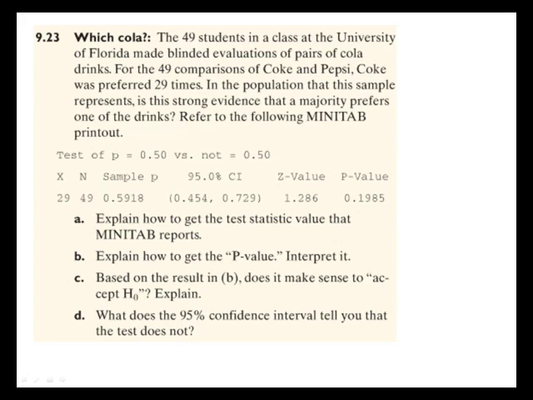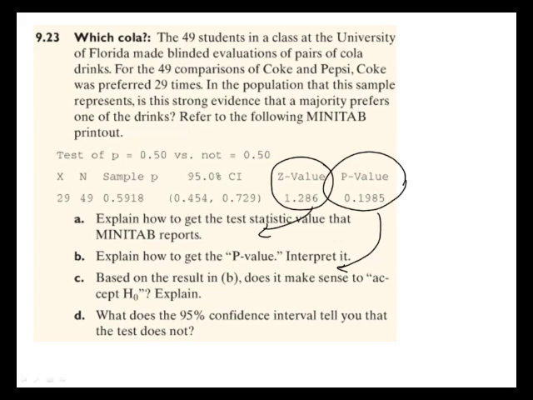So we want to first explain how we would get the test statistic off of this Minitab. Let's read the p-value off. These first two questions are very easy. And then how would we interpret this particular p-value? What would you say about that p-value? That is weak. So not very likely to prove that a majority prefer one of the beverages over another.